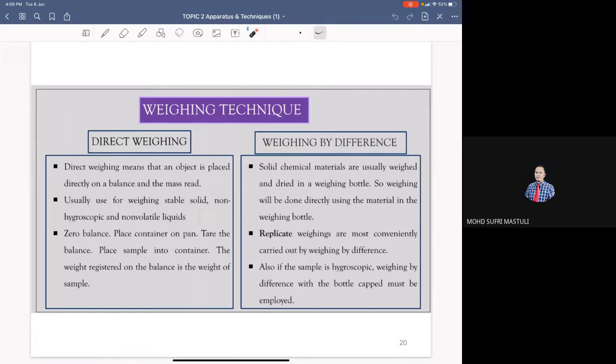And then we zero the balance. We put the container or the sample on the pan. We weigh on the balance. We place the sample in the container, and the weight will be registered on the balance.